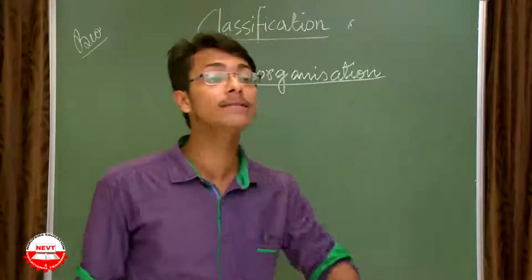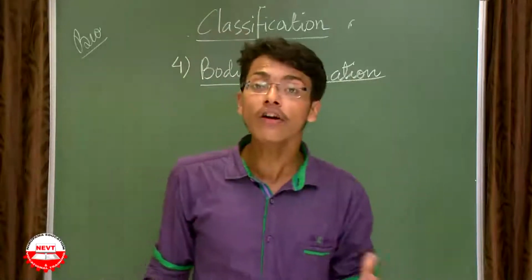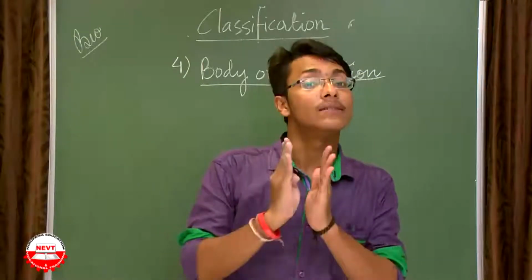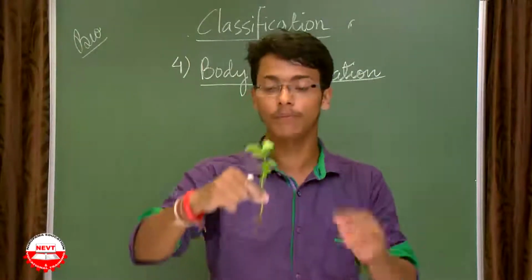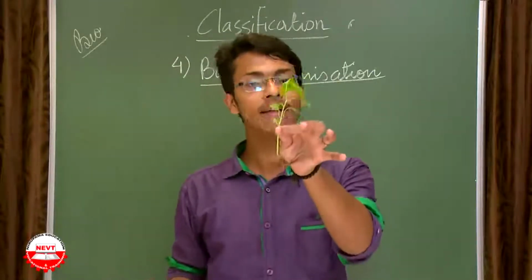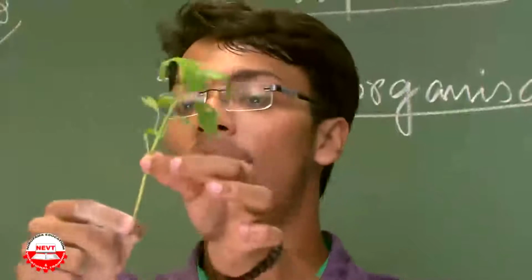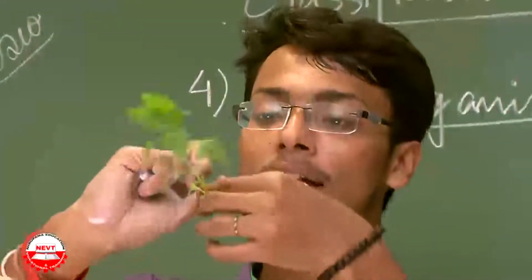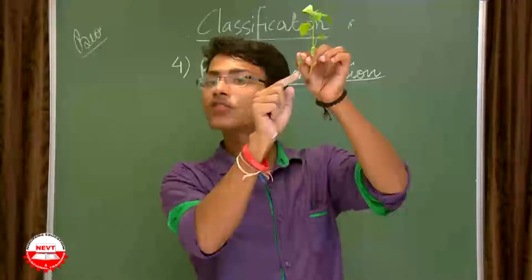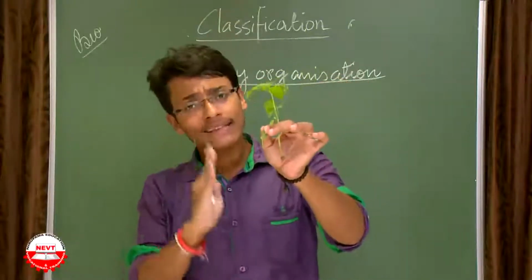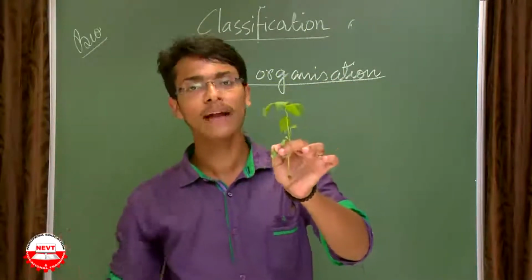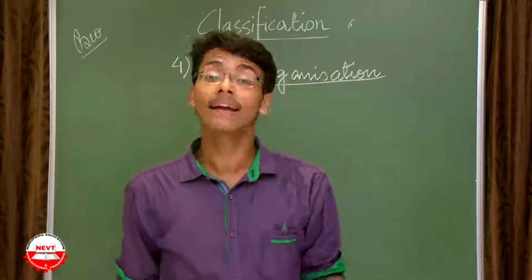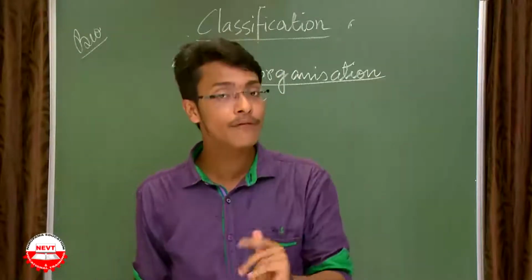Last, the fourth one is body organization. What does body organization mean? It means whether the body of the organism is well differentiated. See, I am giving you an example. This is a plant, a green colored plant. We have leaves, we have stem, we have roots, we have petioles. This is leaf and this is petiole, the stalk-like structure. So the basic three vegetative structures of the plant, leaf, stem and roots, are present. So can we say that it is well organized or well differentiated?